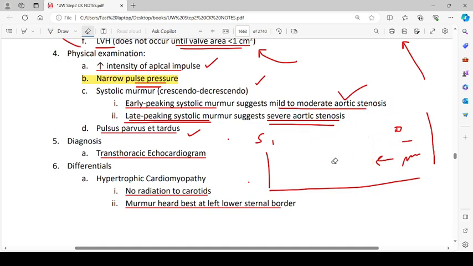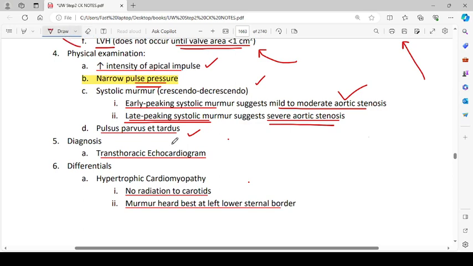Okay, now moving forward, we have the diagnosis. How do we make the diagnosis? For diagnosis, we have the transthoracic echocardiogram. The transthoracic echocardiogram is a very important investigation technique as far as the CVS is concerned. So you will find it in a lot of places.